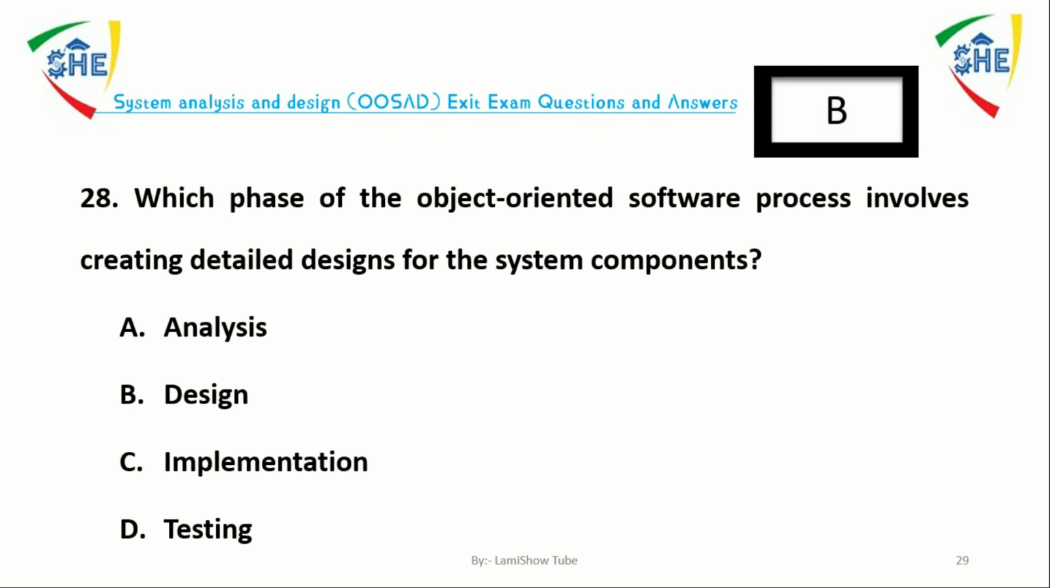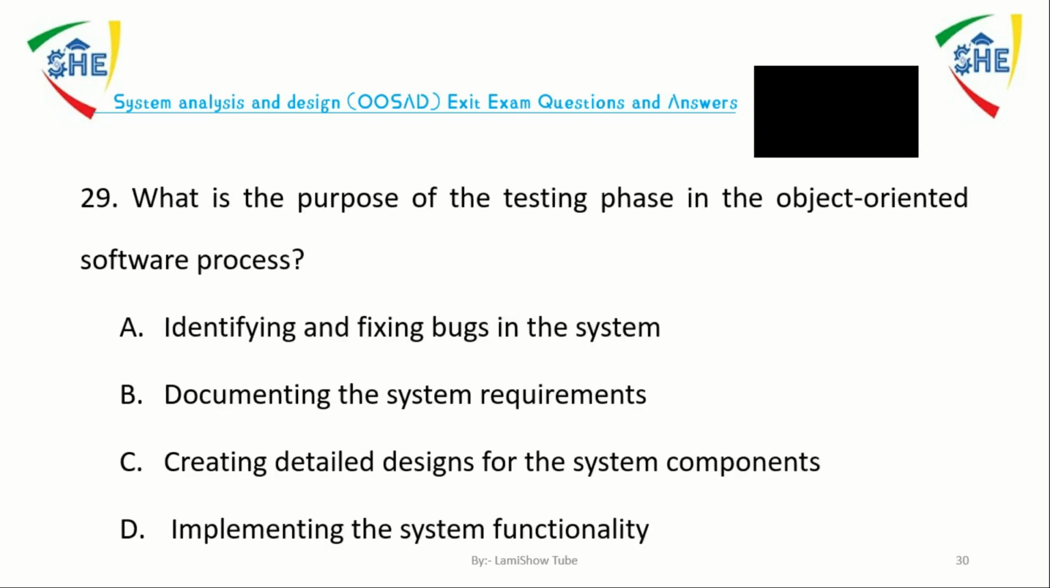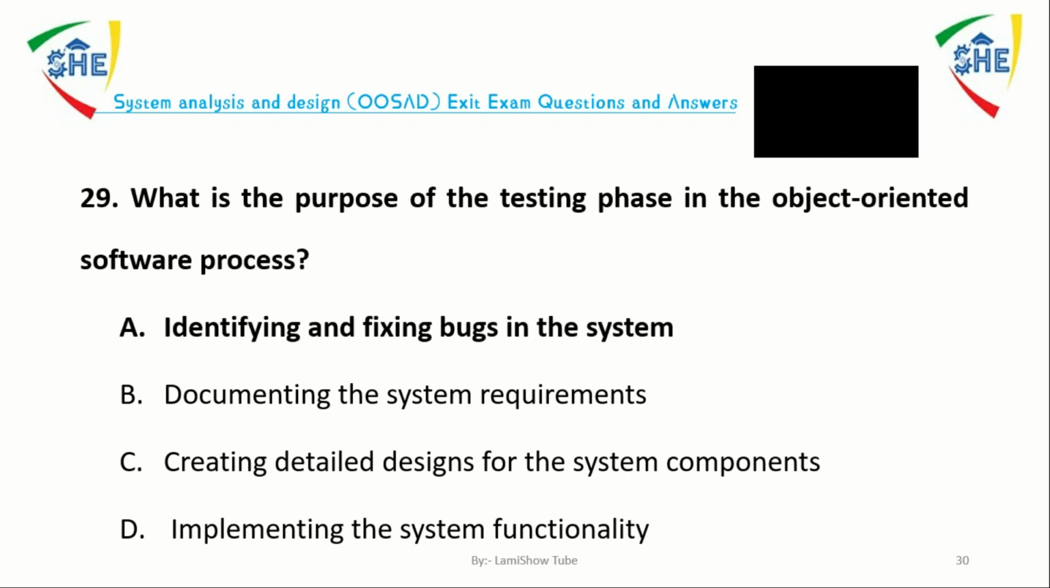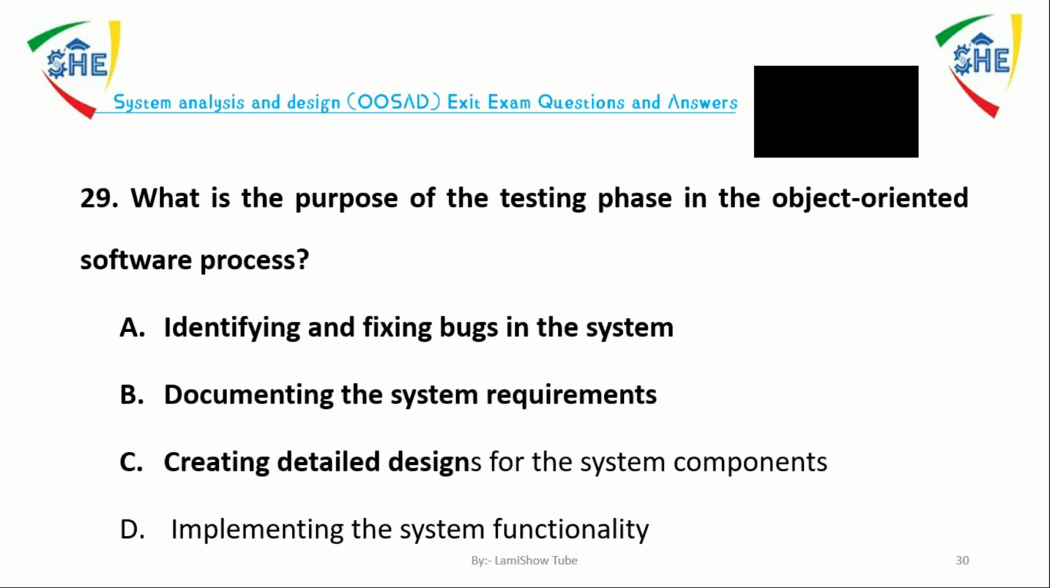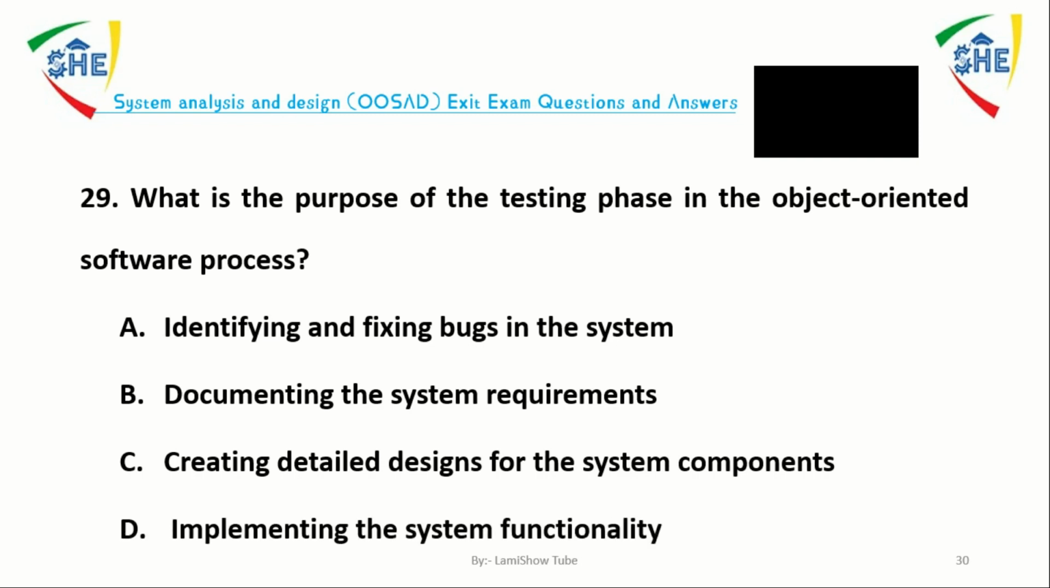Question number 29. What is the process of testing phase in object-oriented software process? A. Identifying and fixing bugs in the system. B. Documenting the system requirement. C. Creating a detailed design for the system components. D. Implementing the system functionality.